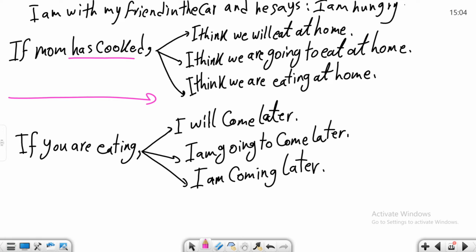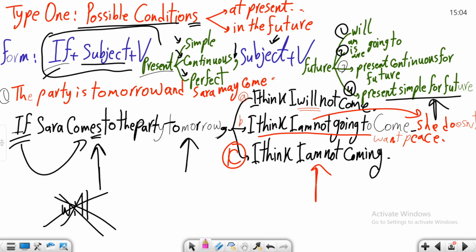We know that this is a present perfect. Has and verb 3 is present perfect, and we said that present perfect is something that happened in the past. My mom has cooked. So, has cooked means she cooked in the past. So the verb happened in the past. And you say, we use type 1 for possible conditions at present or in the future. This is illogical.